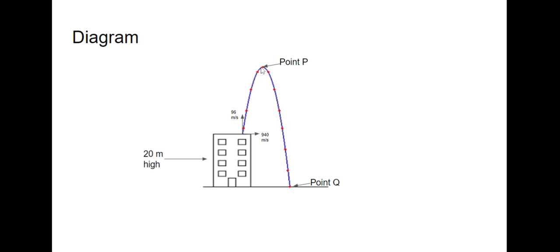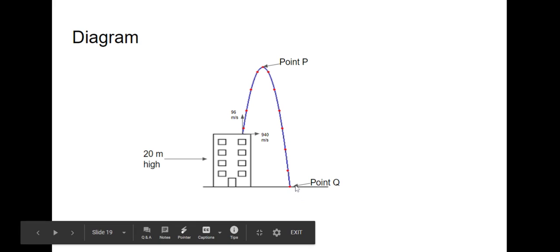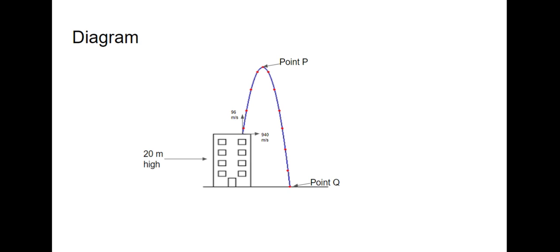Alright, so now on to problem 4. Problem 4 was as follows. A projectile is fired from the edge of a 20-meter high cliff. The initial velocity components are 940 meters per second horizontal and 96 meters per second in the y direction. The projectile reaches a maximum height at point P, which is here, and then falls and strikes the ground at point Q, which is here. So how high is point P above point Q? And ignore air resistance.